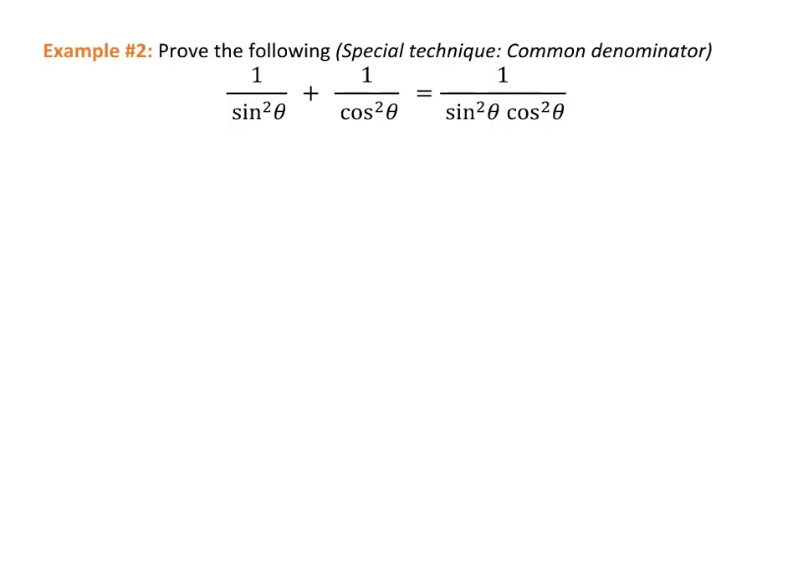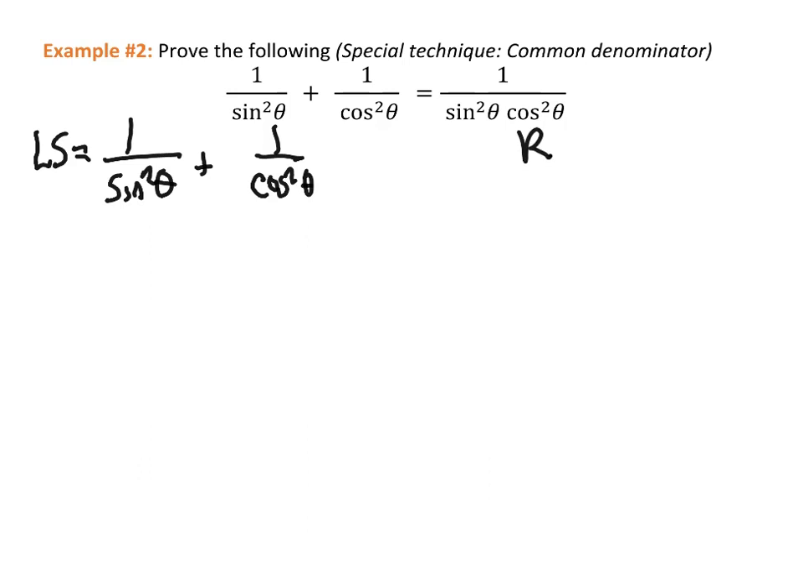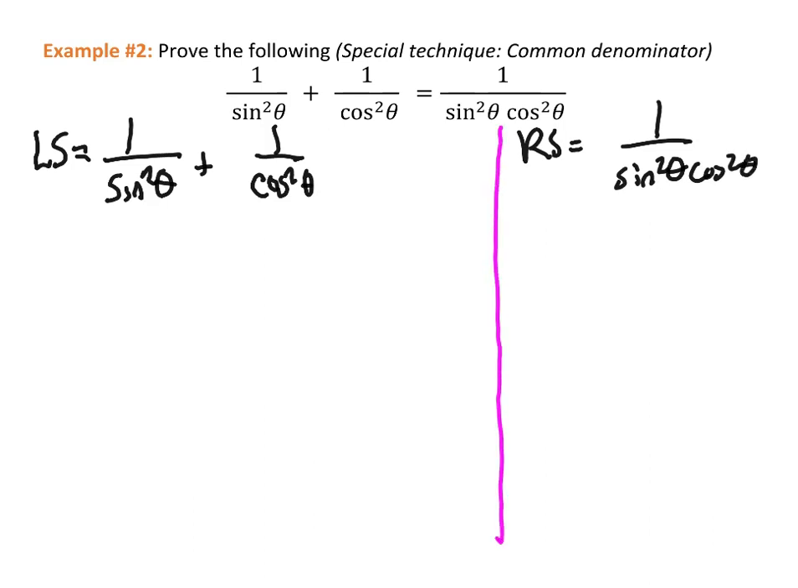So say we have a 1 over sine squared theta plus 1 over cos squared theta on the left side, and we want to make that equal 1 over sine squared theta cos squared theta. So first move, always separate your left side and your right side. So don't touch anything until the left side and the right side are separate. And my right side over here is 1 over sine squared theta cos squared theta, and draw a line between them because nothing's going to cross that line.